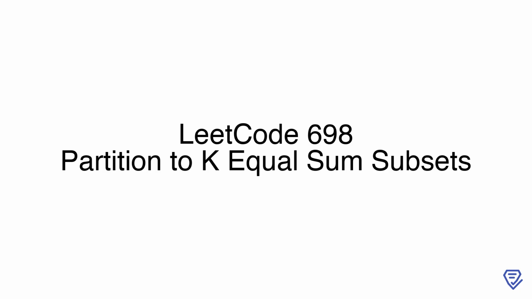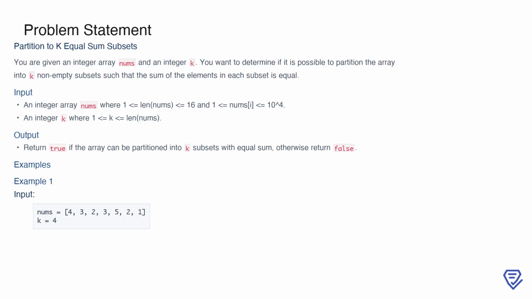Let's dive in. In this problem, you are given an integer array called nums and a value k. The goal is to determine if it's possible to divide the array into k non-empty subsets where the sum of the elements in each subset is exactly the same.